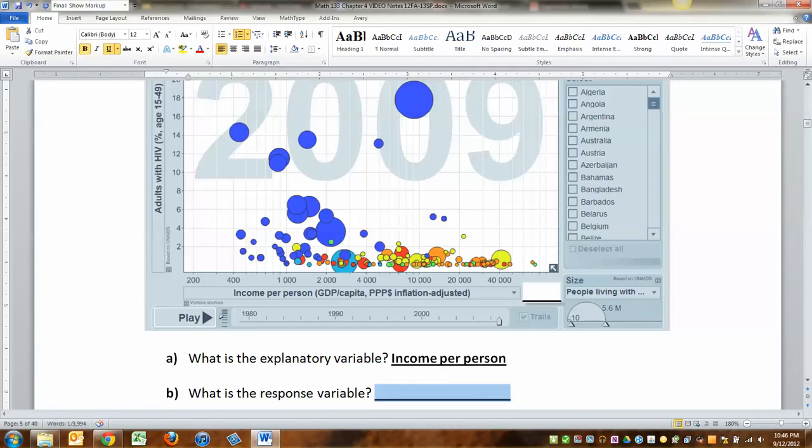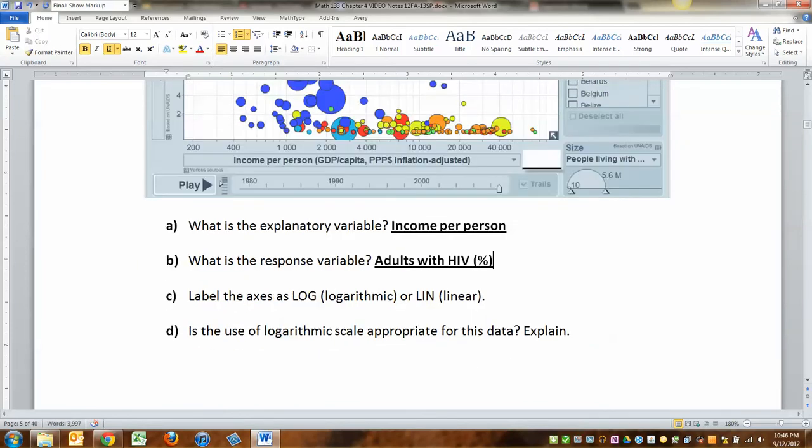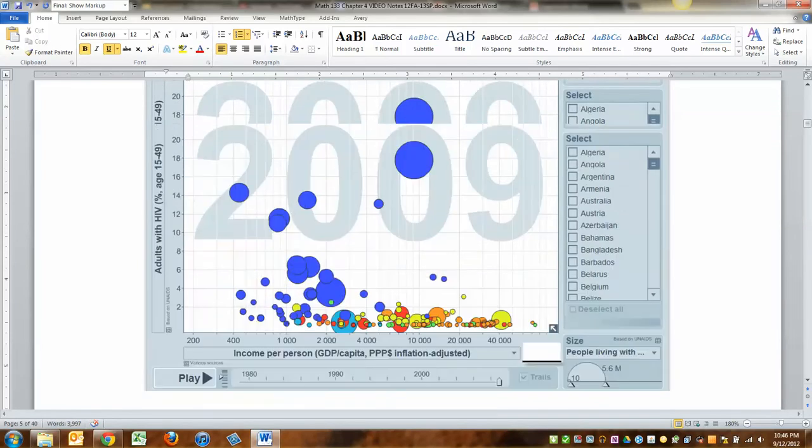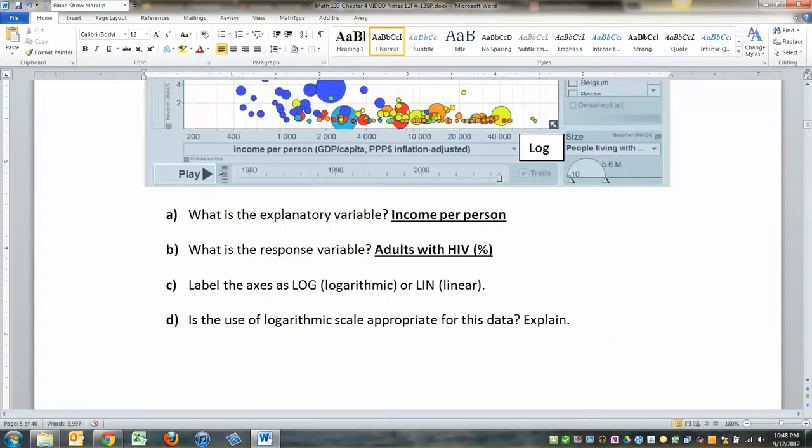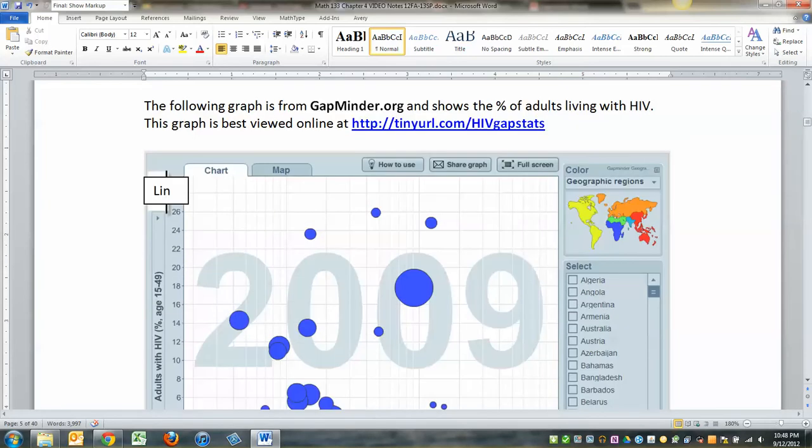It's not the best measurement in the world, but it's kind of all we have. And this is the adults with HIV as a percentage of your population, the percent of adults age 15 to 49 that have HIV. All right, so we're supposed to label the axes as logarithmic or linear. So look at the axes for a second. Notice the vertical axis here, 2, 4, 6, 8, and so on. That must be linear. And this one, 1,000, 2,000, 4,000 is getting multiplied. That's logarithmic. Let me type those in. All right, so I got those labels in there, log and linear.